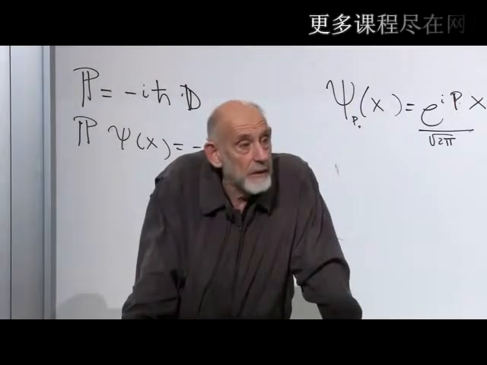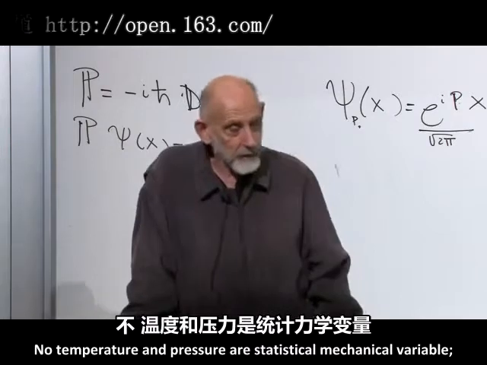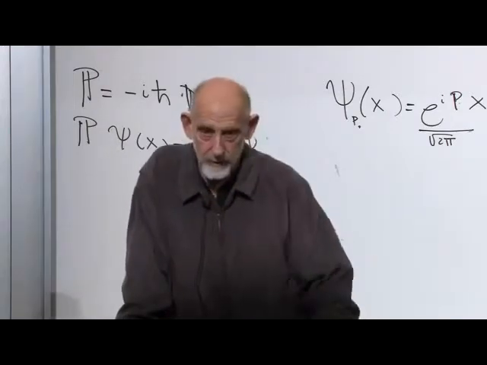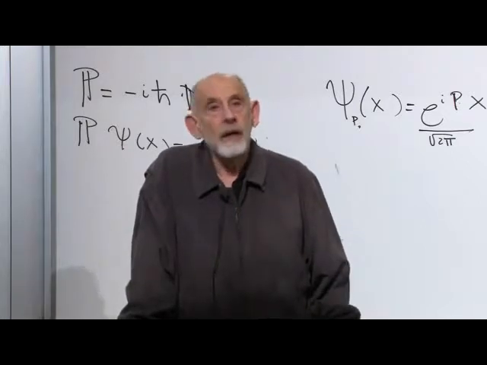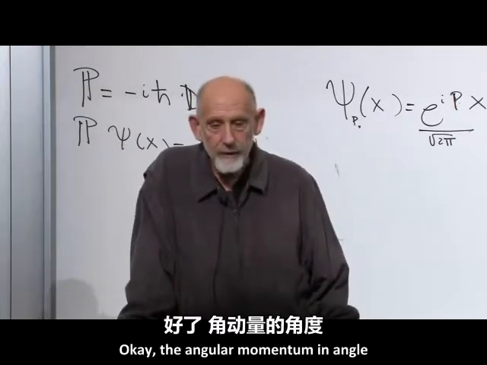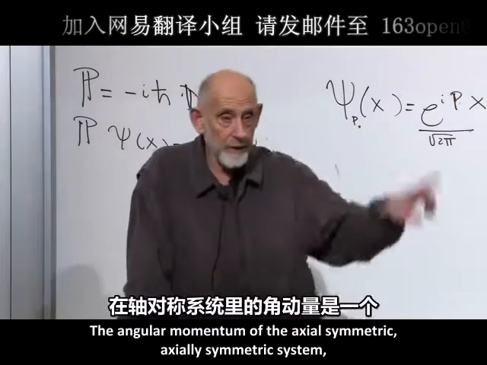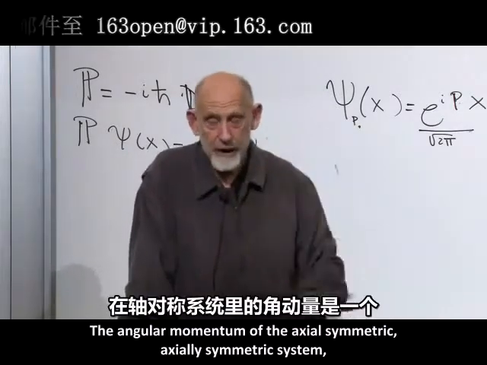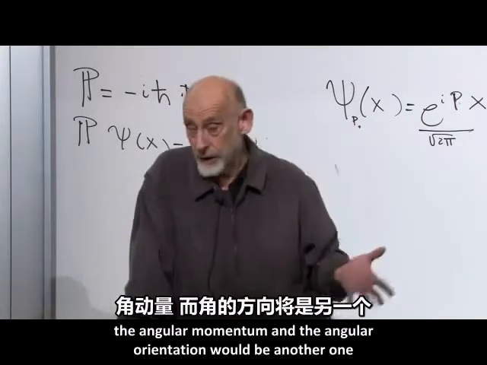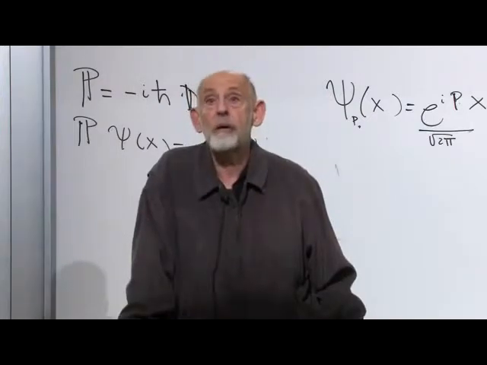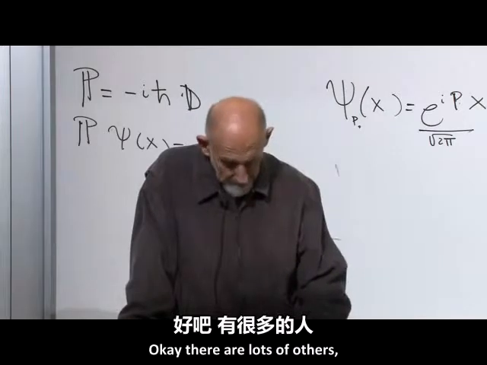What's that? Temperature and pressure? No, temperature and pressure are statistical mechanical variables. They're not quantum mechanical variables. What's that? Angular momentum. Yeah, well, okay, the angular momentum and angle. In an axially symmetric system, the angular momentum and the angular orientation would be another one. Yeah. Okay. And there are lots of others.